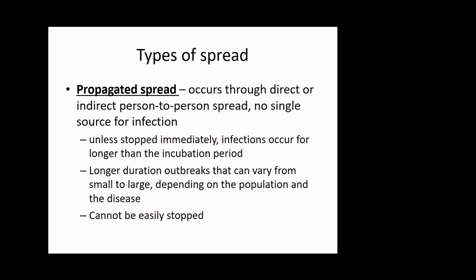And there's propagated spread. Propagated spread occurs through direct or indirect person-to-person spread with no single source for infection. Unless it's stopped immediately, infections occur for a lot longer than the incubation period. It can cause outbreaks that vary from small to large and can be very severe and not easily stopped. So what we're seeing right now is propagated spread, right? Indirect person-to-person spread with COVID-19.